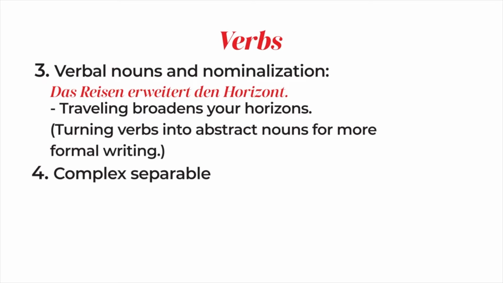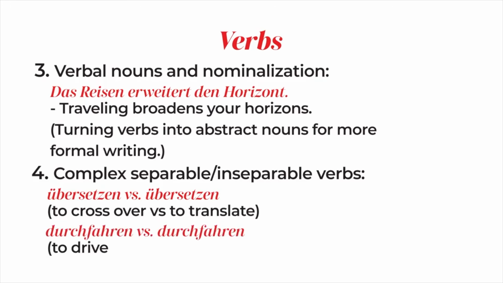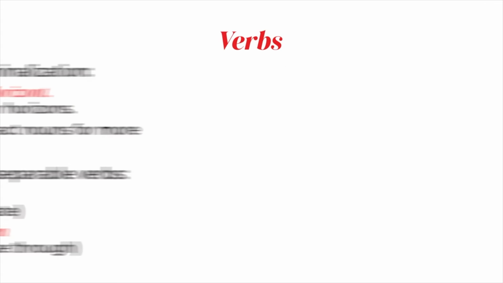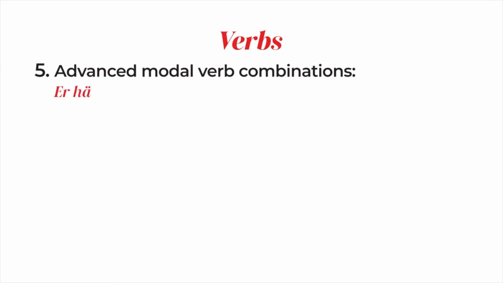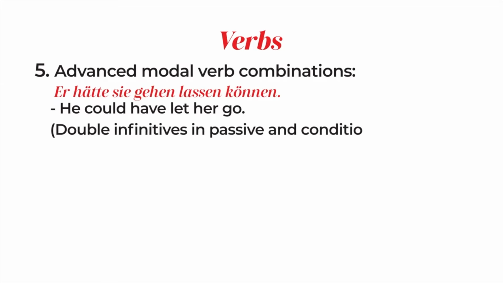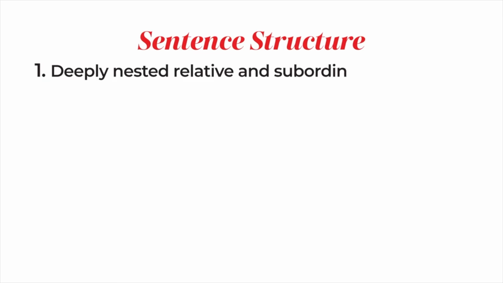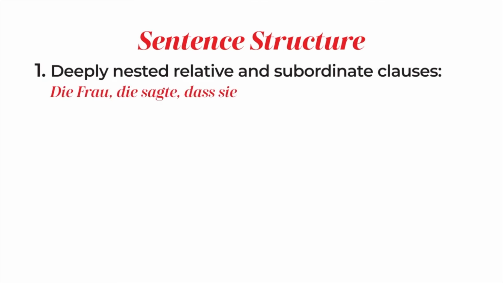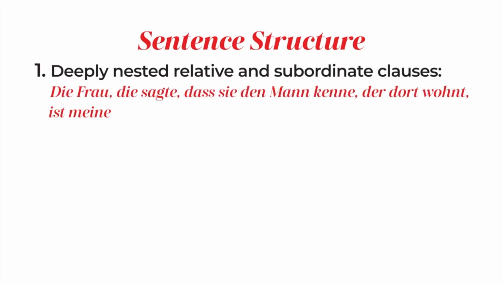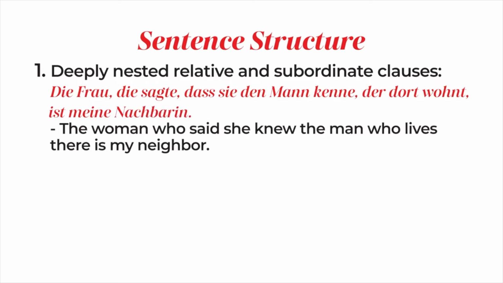Turning verbs into abstract nouns for more formal writing. Complex separable and inseparable verbs. Übersetzen versus übersetzen. To cross over versus to translate, and durchfahren versus durchfahren, to drive around and to drive through. Advanced modal verb combinations. Hätte sie gehen lassen können. He could have let her go. Double infinitives in passive and conditional contexts. Sentence structure. Deeply nested relative and subordinate clauses. Die Frau, die sagte, dass sie den Mann kenne, der dort wohnt, ist meine Nachbarin. The woman who said she knows the man who lives there is my neighbor.